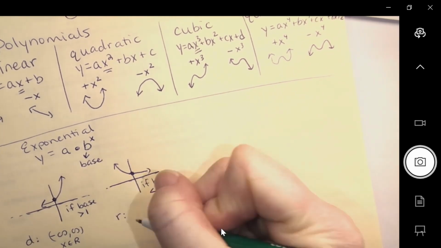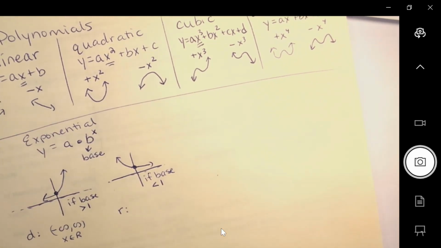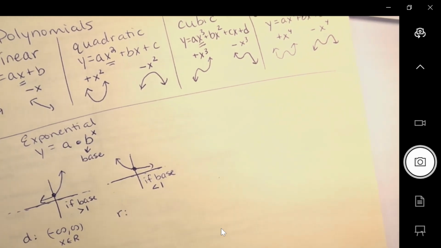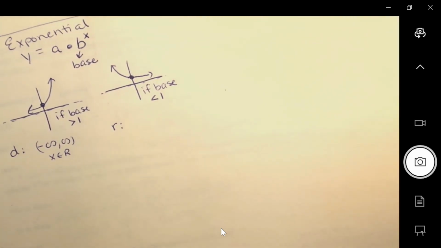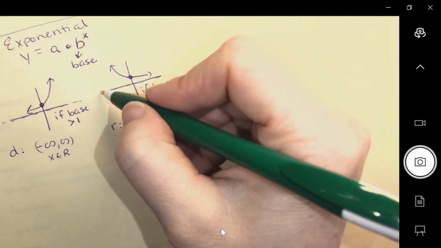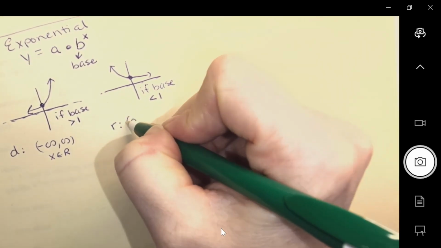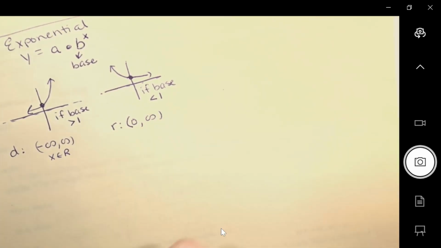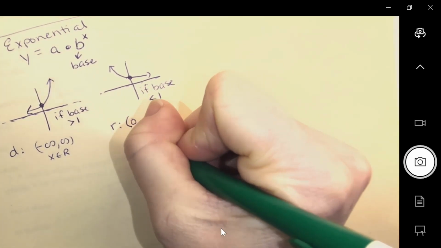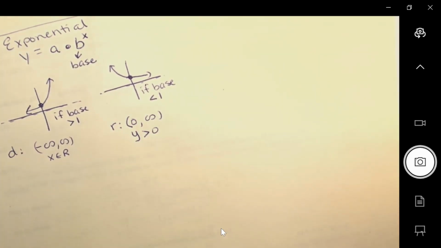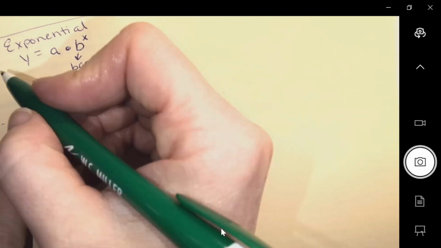How do you write the range though? The range is restricted. It'd be the lowest height of 0, and then it would go up. You can't be at 0. It'll never hit 0 though, right? It'll never, ever, ever hit 0.